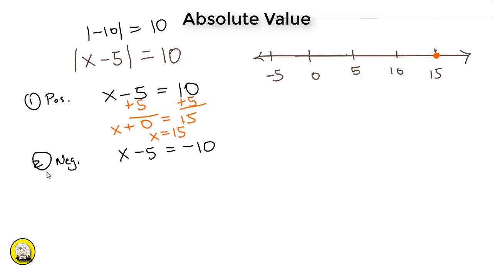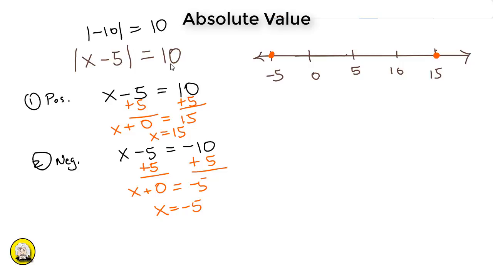And then I have to solve, again, the negative case where that expression evaluates to the negative value on the other side of the equation. So again, I'll try to isolate my x by adding 5. The result is x plus 0 equals -10 plus 5, or -5. So the solution to this, more simply written, is x equals -5. And I can in turn go back to my number line and graph that point on the number line.